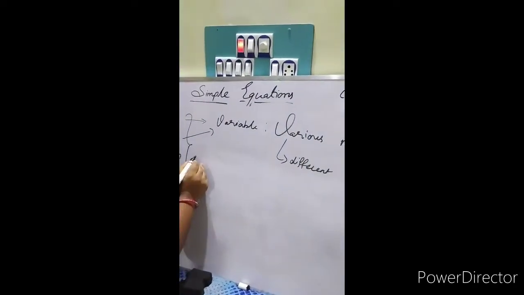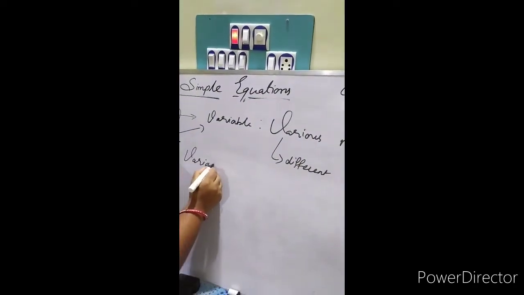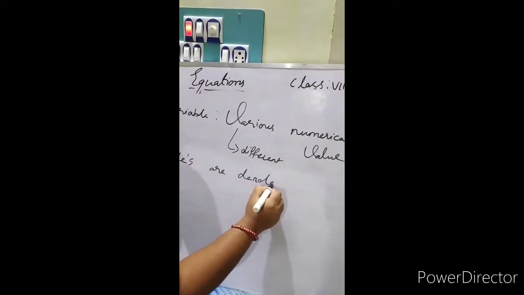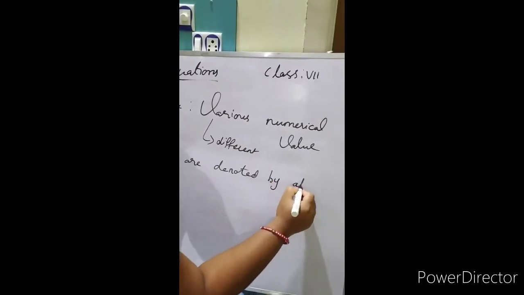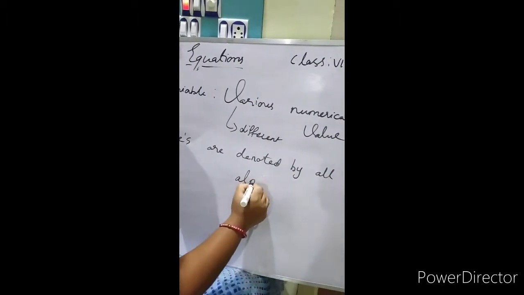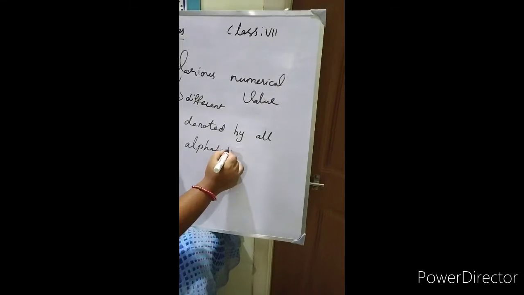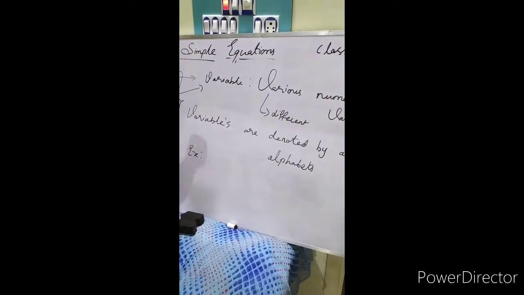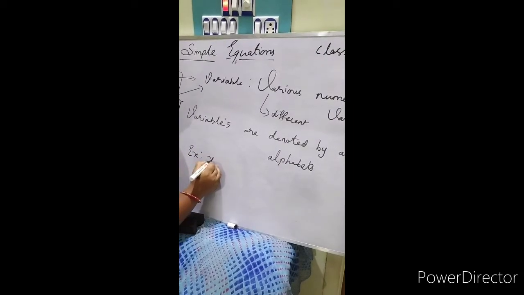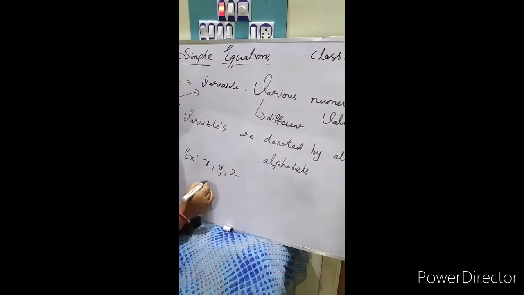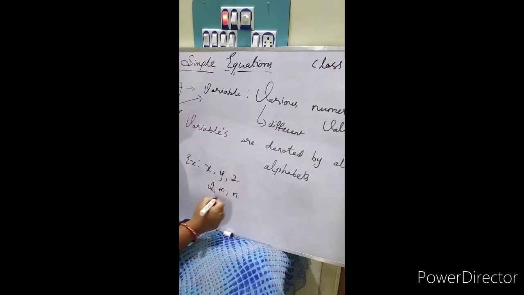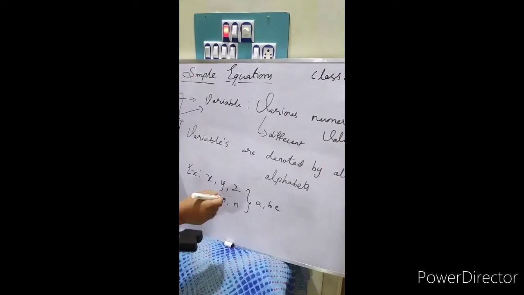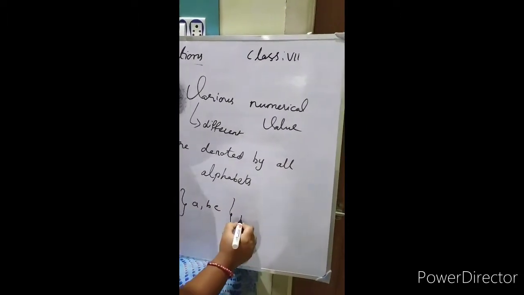So variables are generally denoted by all the alphabets. So the example is here. In mathematics, most commonly we are using the letters X, Y and Z, or L, M, N, or we can take it as A, B, C. So these are the most common letters we are using in mathematics.